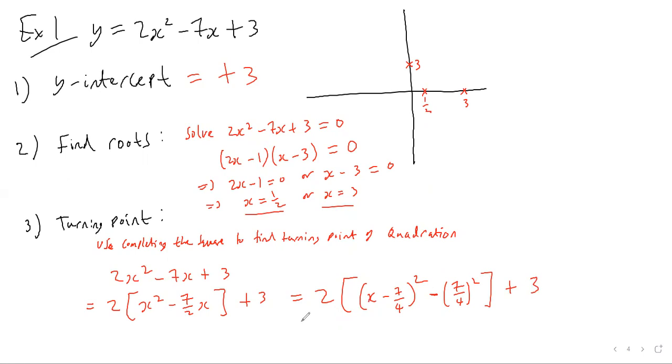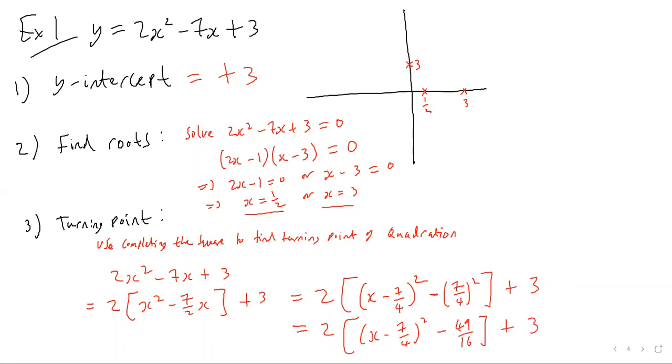Okay, so I get that. I'm just going to tidy things up a little bit. So 2 times the bracket x minus 7 over 4 all squared. I'm going to work this fraction out: 7 over 4 all squared is going to be 49 over 16. And then close bracket plus 3.